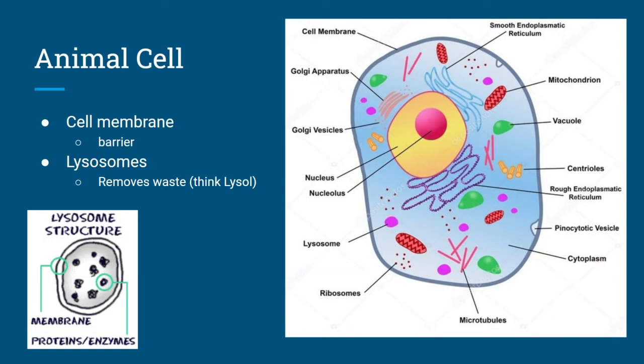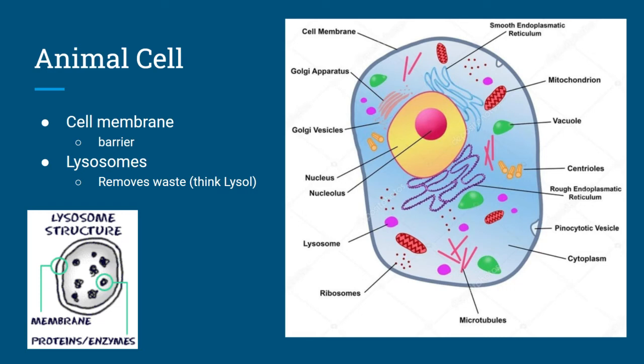Animal cells are much different than plant cells. They do not have a chloroplast or cell walls, and they do have vacuoles, but they are much smaller. Animal cells have a cell membrane, which controls what goes in and out of the cell. As I mentioned, animal cells do not have walls because they are much more flexible.